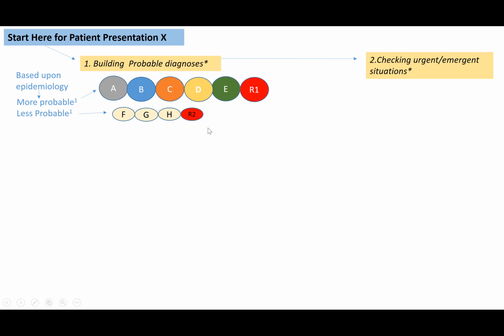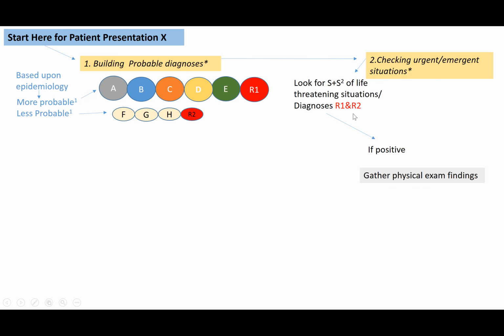differential diagnoses or probable diagnoses, you will check for urgent and emergent situations. So you will quickly look at the vital signs and the patient's appearance, and if any of that suggests that the patient is suffering from a situation which is immediately or imminently life-threatening, then you will basically intervene, and you will gather physical exam findings appropriately and quickly, and then of course perform diagnostic tests and intervene.